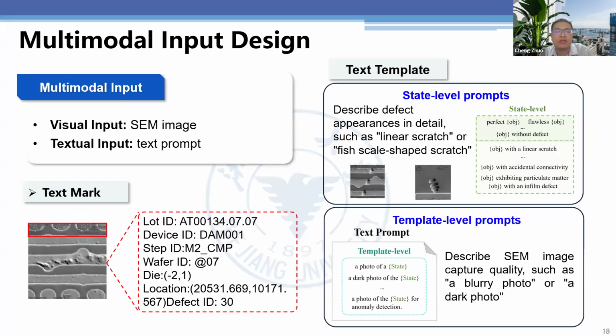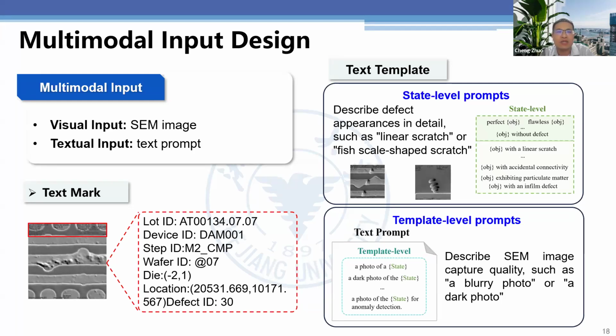For the multimodal input, we have the visual input, which is the SAM image, and also the textual input, which is the text prompts as the general inputs. However, because the amount of data is so limited, we really want to delve into more information. One thing we want to delve into is the text mark on those SAM images, as you can see here on the very lower left. This actually leaks information like the log ID, device ID, and so on. We can convert those text marks through OCR techniques into some additional text prompts.